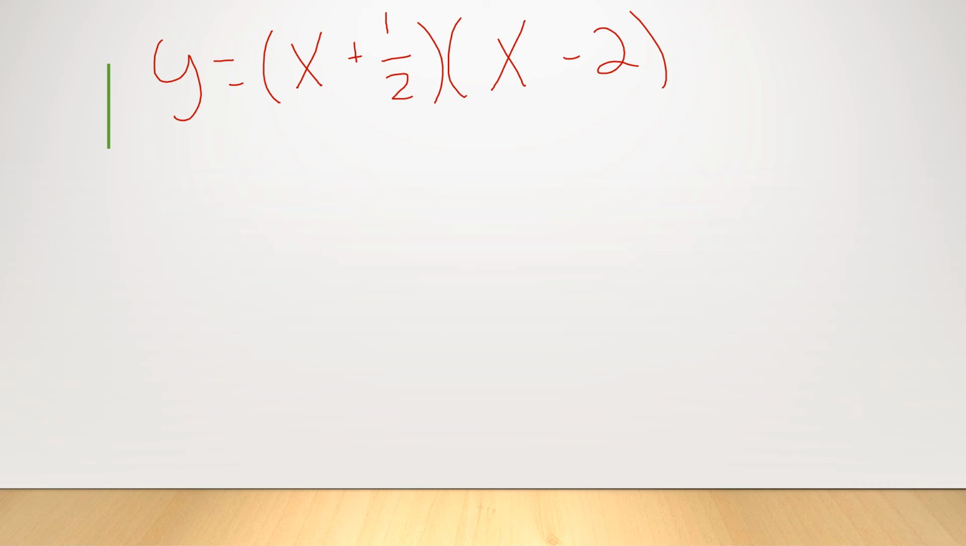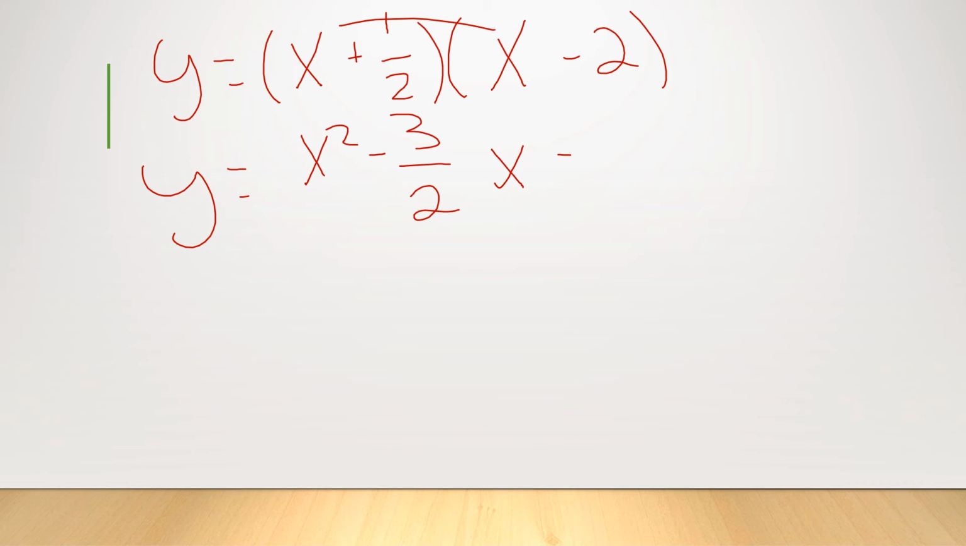Right? So now we're going to convert or just expand and FOIL out. We'll get y equals x squared minus 3/2 x minus 1. All right, so with that, now we have the standard form and we know how to complete the square. So let's do that.